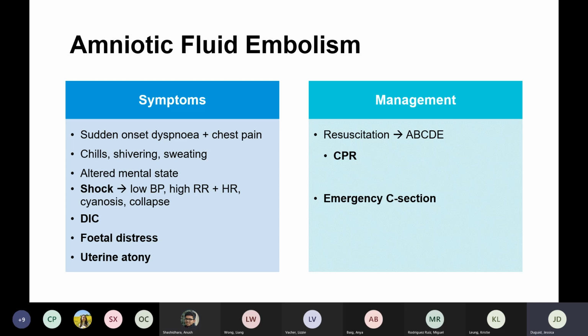Oxygen and fluids. Yeah, so basically what you want to do is resuscitate the mother. So you want to do A, B, C, D, E. So that would include giving her fluids and oxygen. So if they've got low blood pressure, you're going to start giving her fluids.